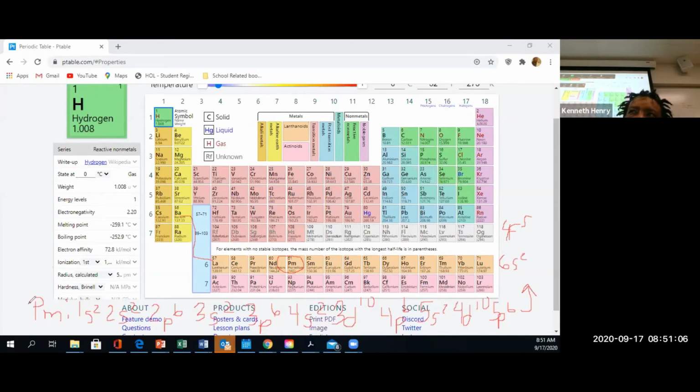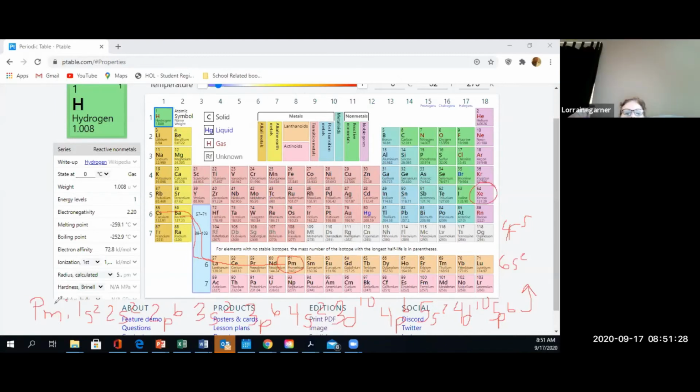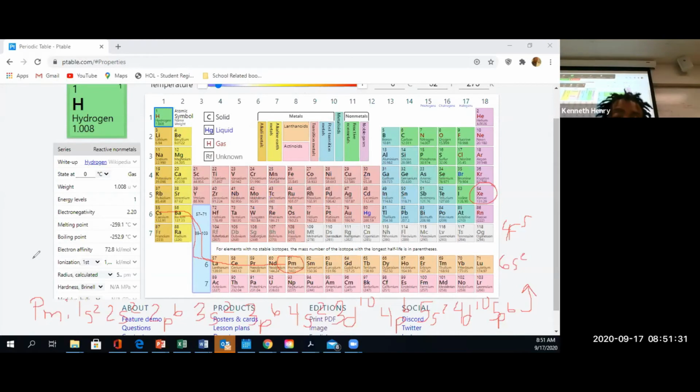So for instance, we have Pm. Pm is located right here. If we go back to the nearest noble gas, what is the nearest noble gas going backwards from Pm? Here's Pm, we're going this way, all the way this way. So the nearest noble gas would be xenon. Okay, so xenon is going to be our core. So we're saying that we have all the same electrons as xenon, and then we have these extra.